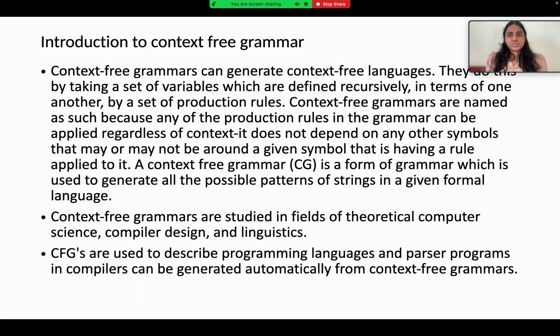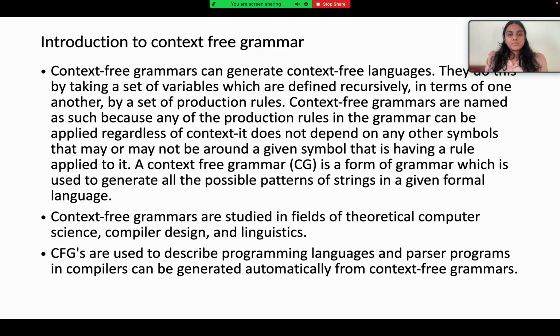Next is introduction to context-free grammar. Context-free grammars can generate context-free languages. They do this by taking a set of variables which are defined recursively in terms of one another by a set of production rules. Context-free grammars are named as such because any of the production rules in the grammar can be applied regardless of context. It does not depend on any other symbols that may or may not be around a given symbol that is having a rule applied to it.